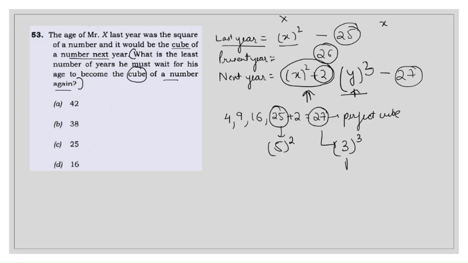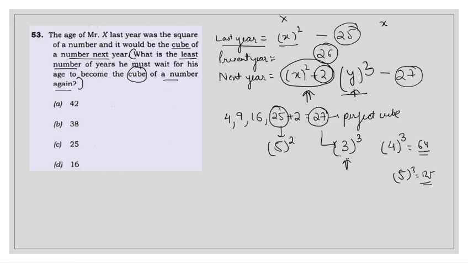Now, since we know that 3 ka cube humne dekh liya 27, the next perfect cube will be of 4, right? So 4's cube is what? It is 64. Now we'll subtract 26 from 64 because they're asking the least number of years he must wait. Aise toh even 5's cube is 125. Waise toh ye possible nahi hai, but still, if you just go with the question, they're asking the least number of years he must wait for his age to become the cube of a number again.